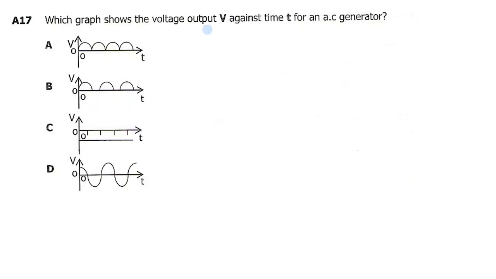Which graph shows the voltage output V against time for an AC generator? An AC generator produces a voltage which is like this. This is for AC like this. This is for a DC with a rectifier, I think. This one is a DC without a rectifier. This one is the voltage output of a battery.